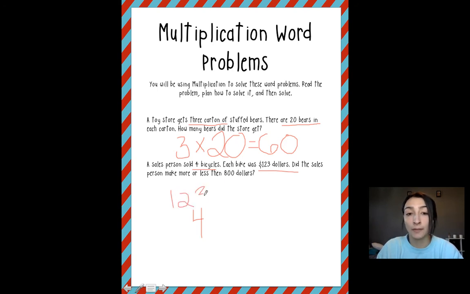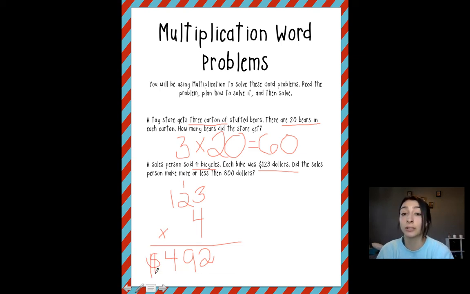Now, we may have to do some regrouping in this problem, so don't forget those skills that we did earlier in the week. So 4 times 3 is 12. We want to put down our 2, carry our 1. 4 times 2 is 8, plus 1 is 9. 4 times 1 is 4. So the total that was made was $492.